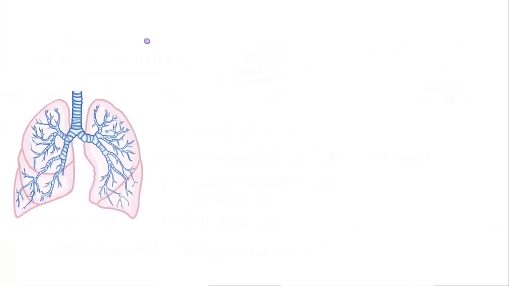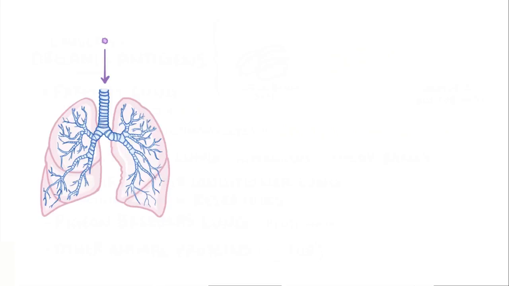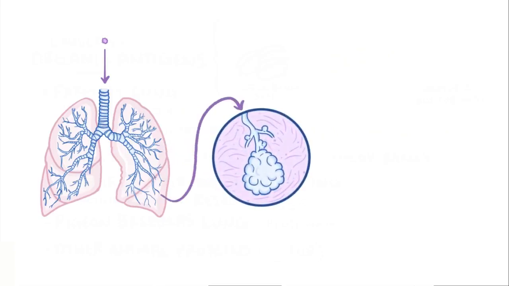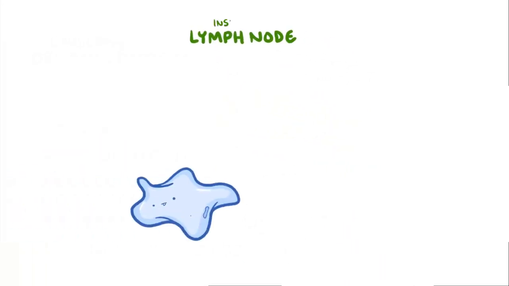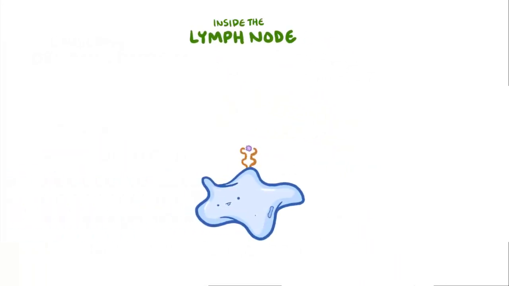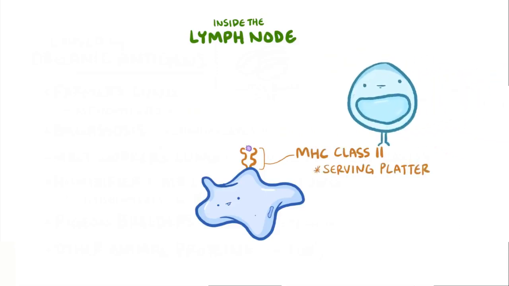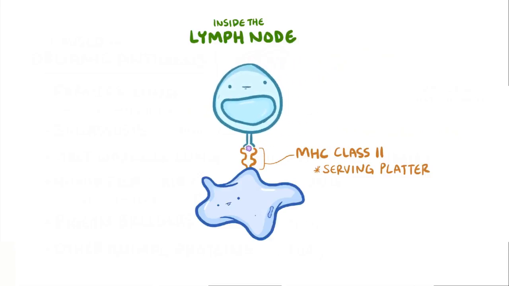When a person inhales an organic antigen, it travels down the trachea, into the bronchi, and ends up in the lungs where it settles in the alveolus. There it gets picked up by an alveolar macrophage, which takes it to the nearest lymph node. Inside the lymph node, the macrophage presents the antigen on its surface using an MHC class II molecule, which is basically a serving platter for CD4 positive T cells to come check out.